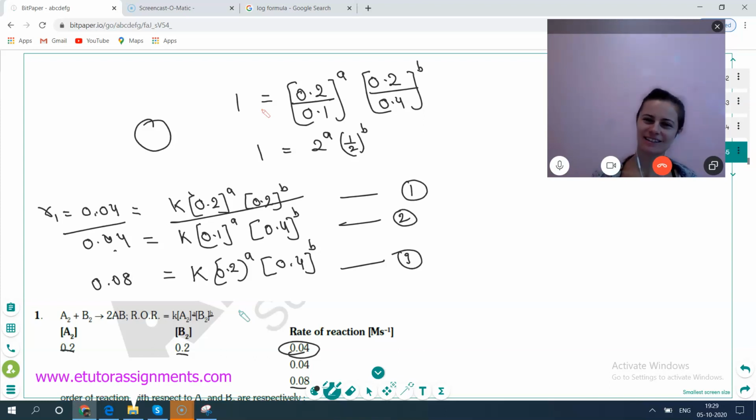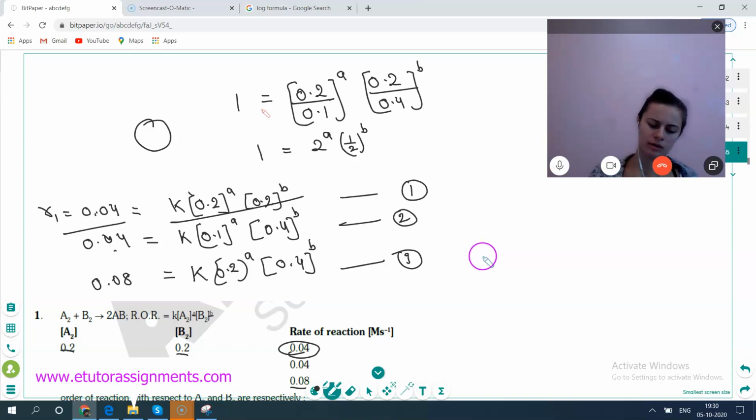How will you solve this further? It is not solved yet. Now I need to divide the second and third. Then 0.4 power b is going to cancel, so I can find a. Second and third you are dividing, please tell me fast.